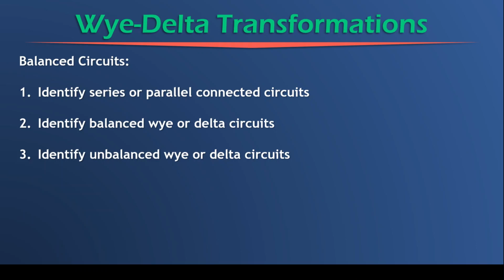Finally, if you don't have any balanced Y or delta circuits, you then need to identify the unbalanced Y or delta circuits and then calculate the value of the resistances and simplify the circuit and then return back to step 1.